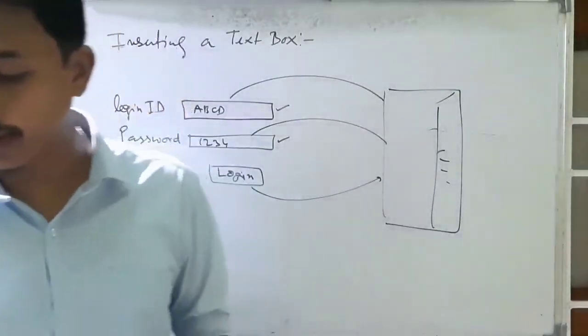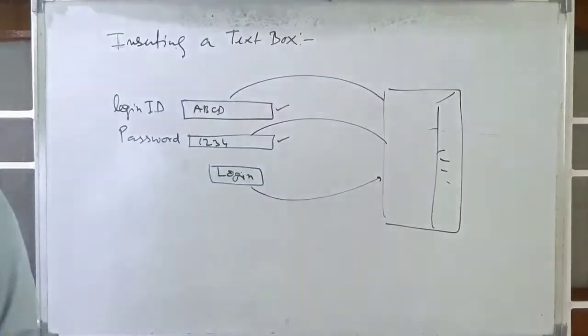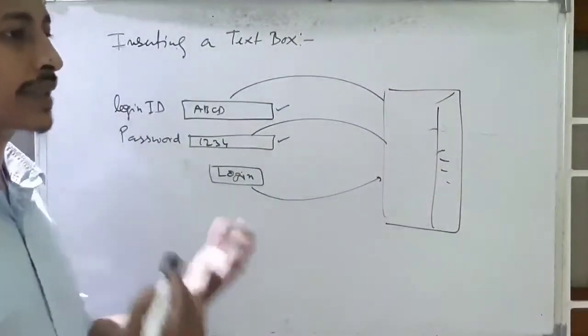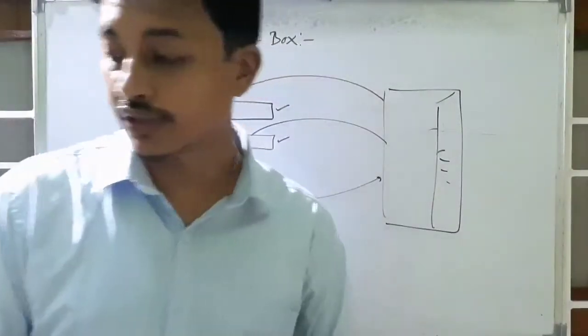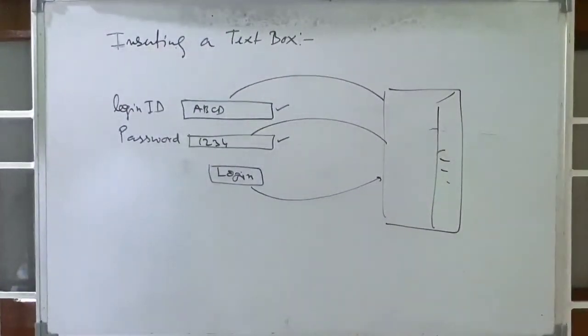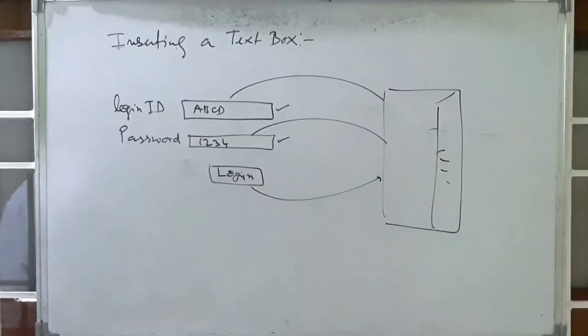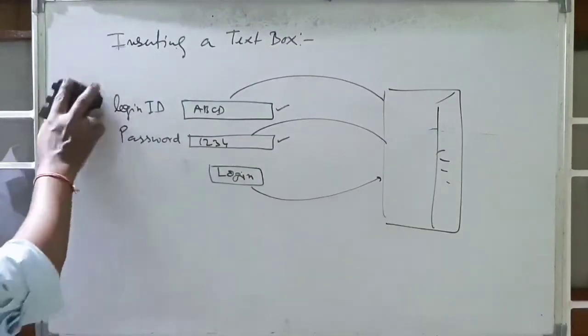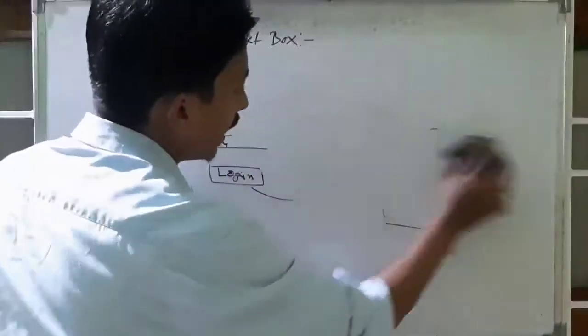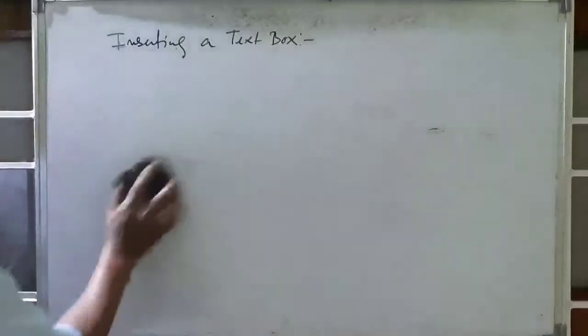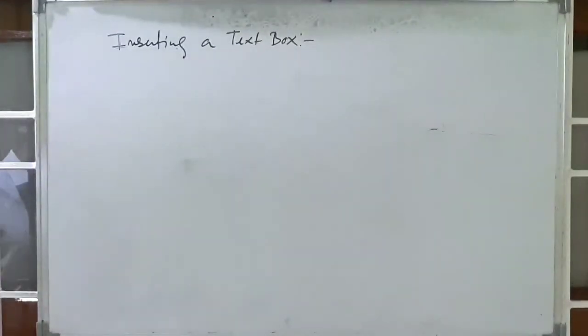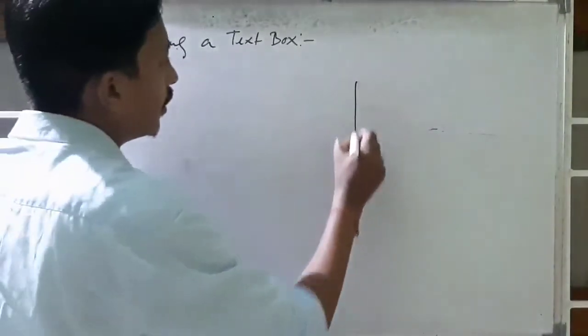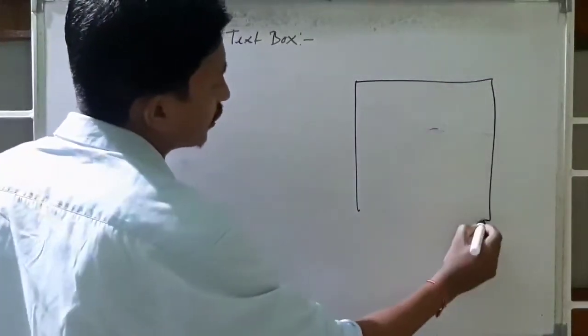Now you can see here in the book page 136, the steps are given here how to insert a text box in a presentation. Okay, now see. First step is to click on the insert tab. Means what? You can insert any text box. For example, this is your slide.